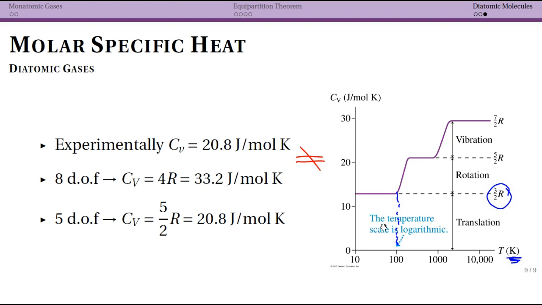Well, we heat it up a little bit, and so we go above 100. Note that this temperature scale is logarithmic, so here we're at about 1,000 degrees Kelvin. Now we have some rotation, and our molar specific heat is now 5/2 R.